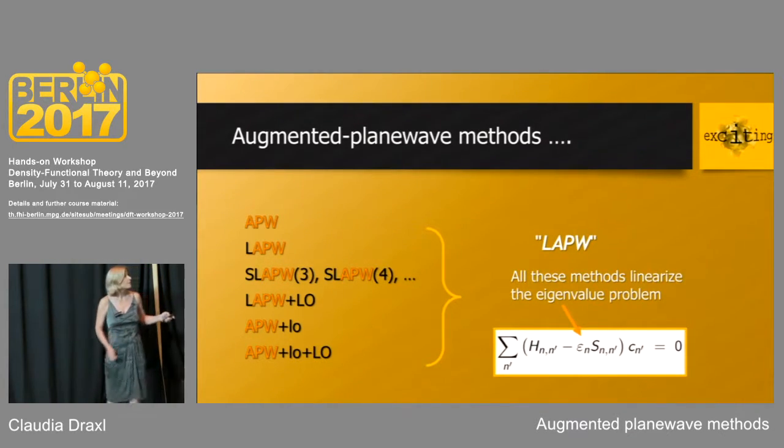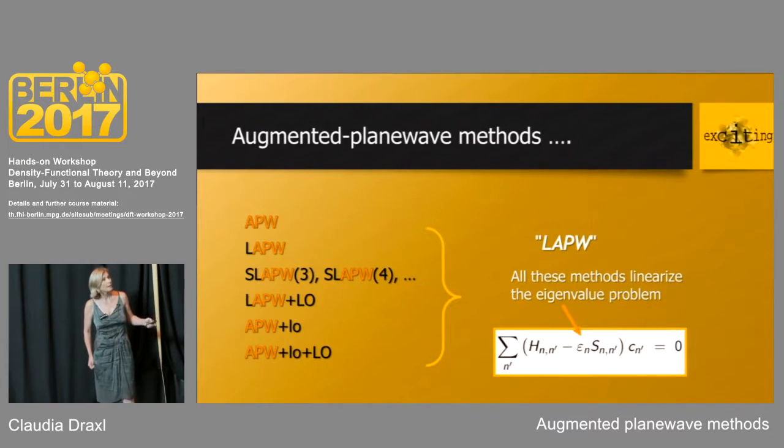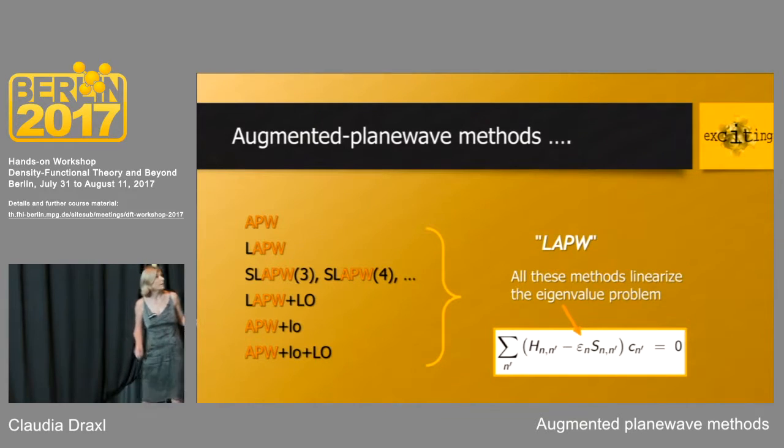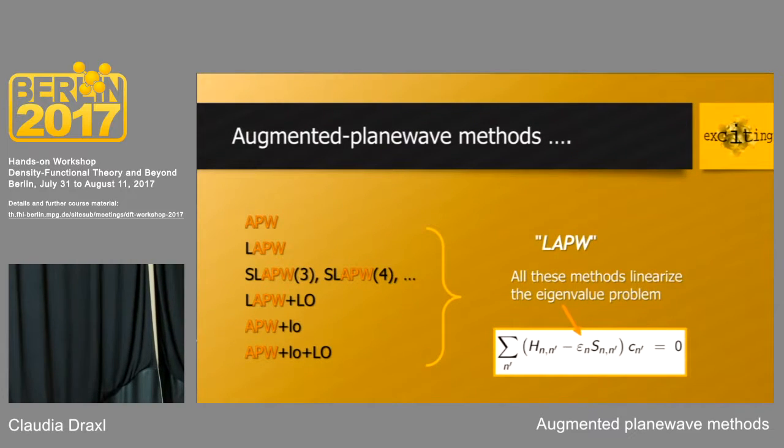So all these methods that you show here, besides this original APW method, linearize the eigenvalue problem. That means you have, in essence, this eigenvalue problem on the computer with the energy appearing only here and not in these matrices. This is important because if you have this, you can solve the whole problem by one diagonalization step of this Hamiltonian matrix.